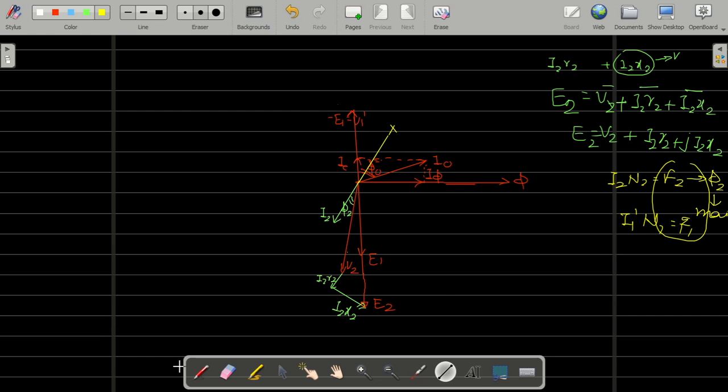Clear? Equal and opposite to that. So this is called I1 dash. Now the vector sum of I1 dash and I0, what will be the vector sum of these two? I1. So parallel to this from here, and parallel to this from here.